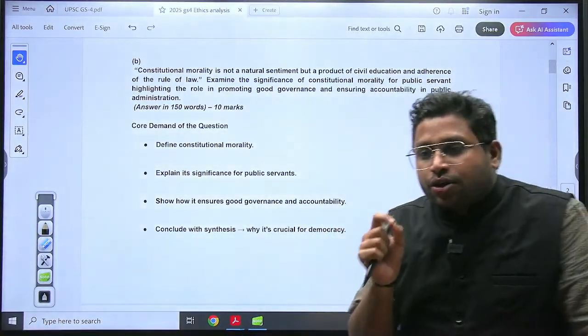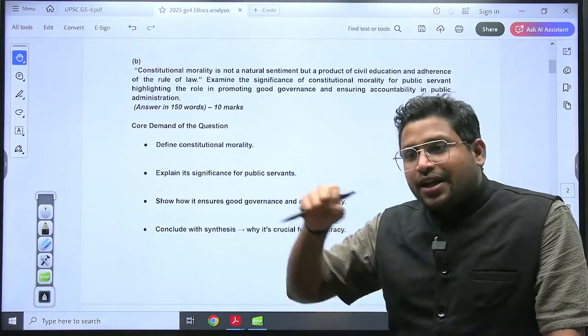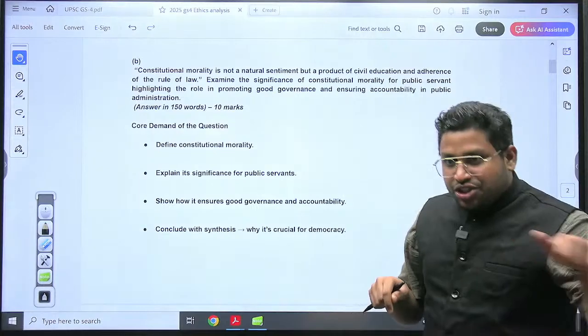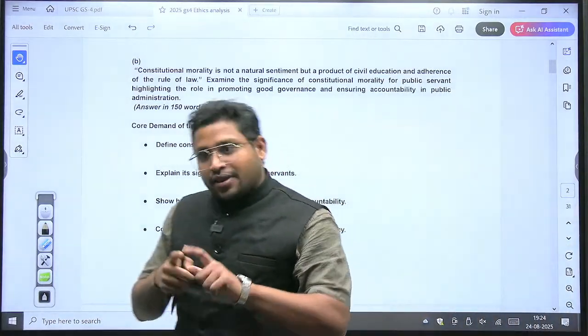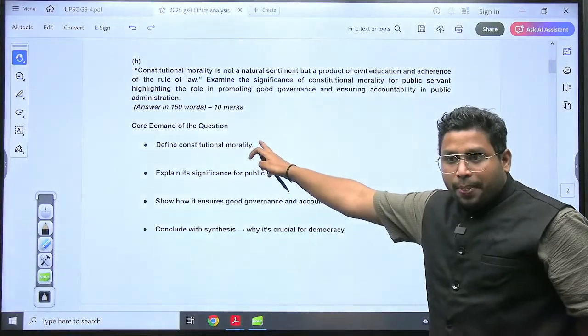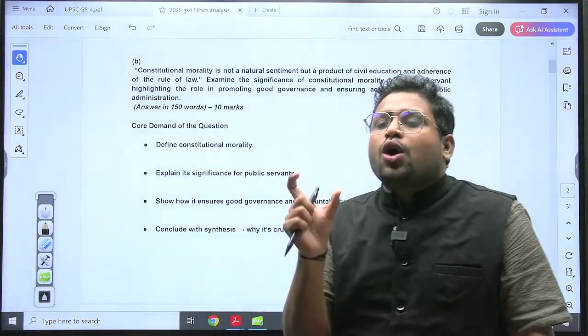They are asking constitutional morality again and again. There is a pattern if you see the papers. First thing they ask in ethics, second they ask in polity also. So this year in GS paper 2, if you see the question paper, they have asked about constitutional morality, right? Now here also. Okay, anyway, when we study ethics, we deal with constitutional morality because we talk about morality.